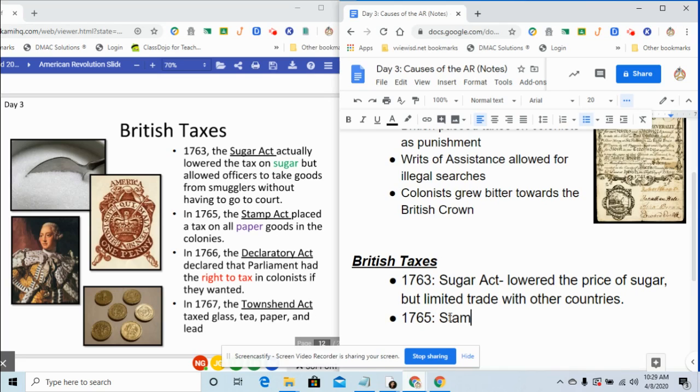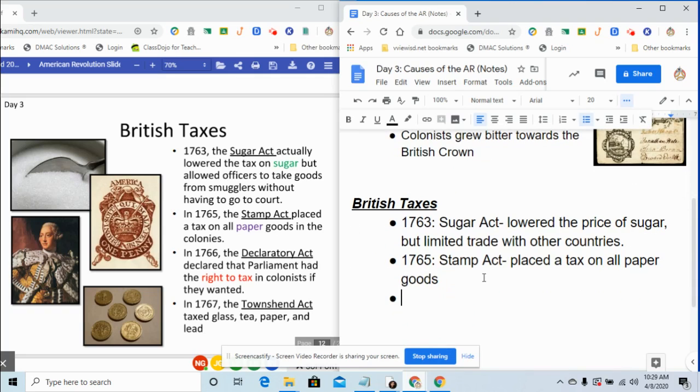So the Stamp Act, it placed a tax on all paper goods, only in the colonies, just for the colonists. Next one. Okay, the next one in 1766.